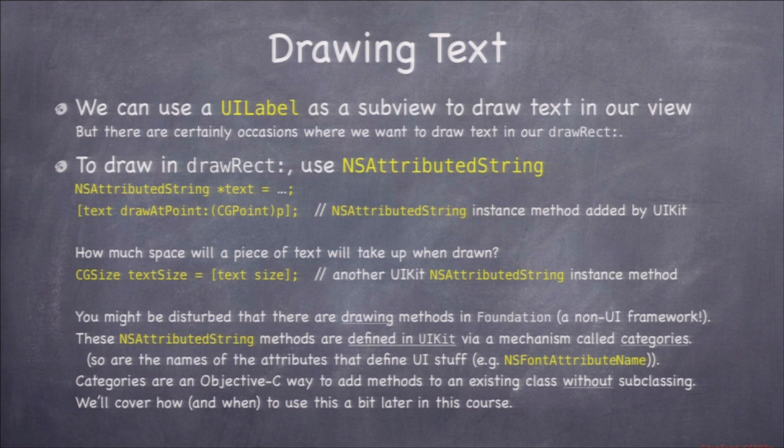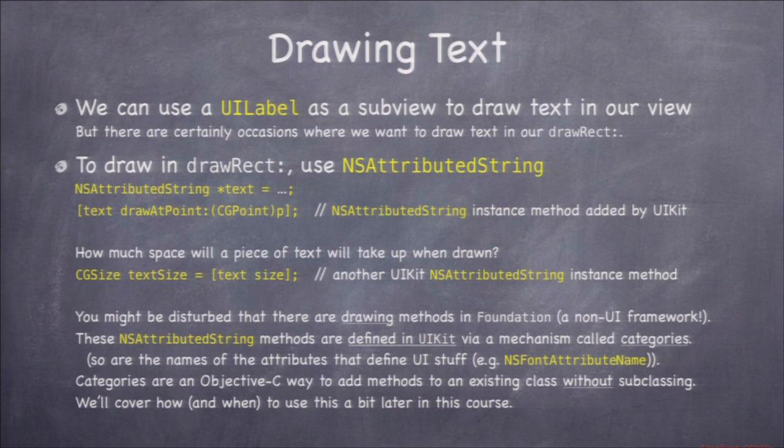Now, you might be a little disturbed by this and think, whoa, attributed string is not really a UIKit thing. All the properties inside usually are, but it itself is not. And that's true. UIKit actually adds these methods, draw at point and size, and there's a few other ones. It adds them, even though it's in a completely different framework, using a mechanism in Objective-C where you can add methods to classes without subclassing them. It's called categories. Talk about Wild West.